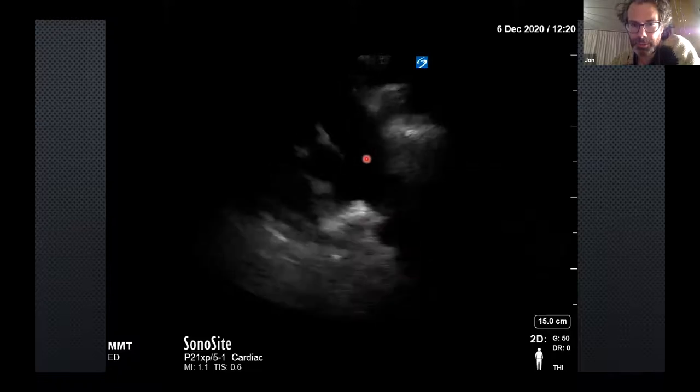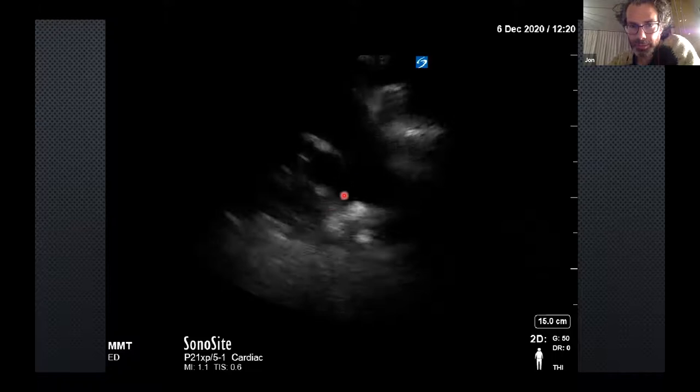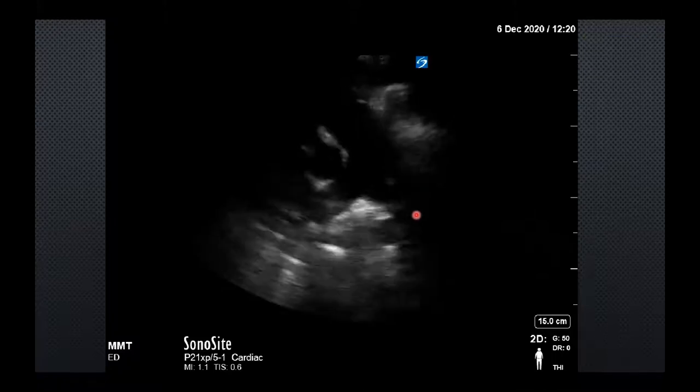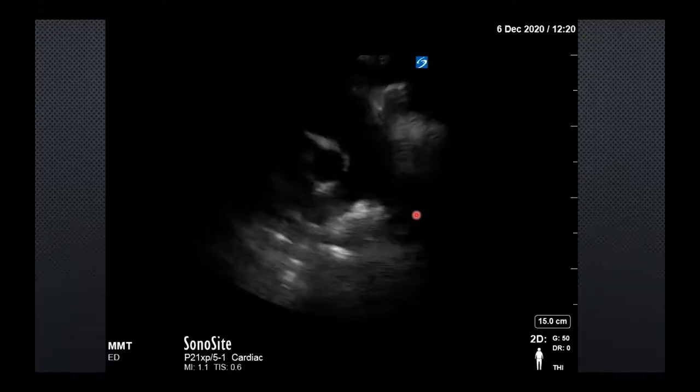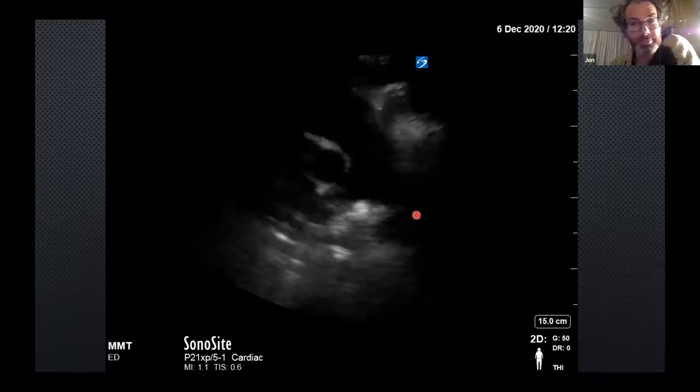Does anyone know what this is? This black structure coming down here and then bifurcating? It's the pulmonary outflow tract. It's the pulmonary arteries. But Chris again.